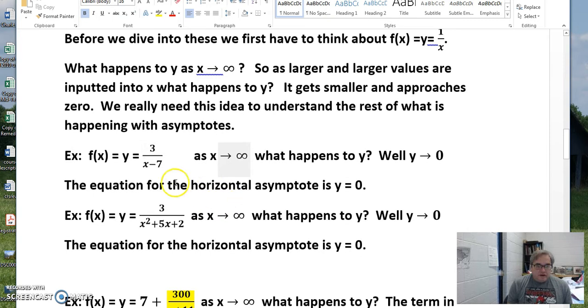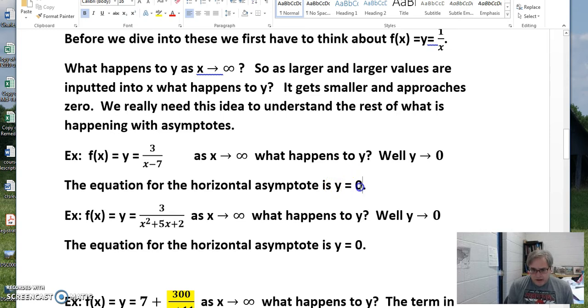Another example, f of x equals 3 over x minus 7. The same question is asked: what happens as x goes to infinity? Well, as I put larger and larger values in here, yes, I'm subtracting 7 from them, but I'm still going to get 3 divided by a really big number. That's going to get really, really small. So y approaches 0. The equation of the horizontal asymptote would be y equals 0.